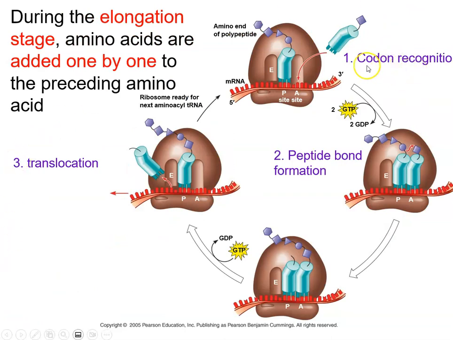So here you can see, although the word's cut off, codon recognition for the next tRNA based on whatever the messenger RNA codon is here. The tRNA with the corresponding anticodon is going to bind to the A site. Okay, and when it does that, notice that a peptide bond is going to form between the growing polypeptide, the amino acid that was most recently added, and the one here at the A site.